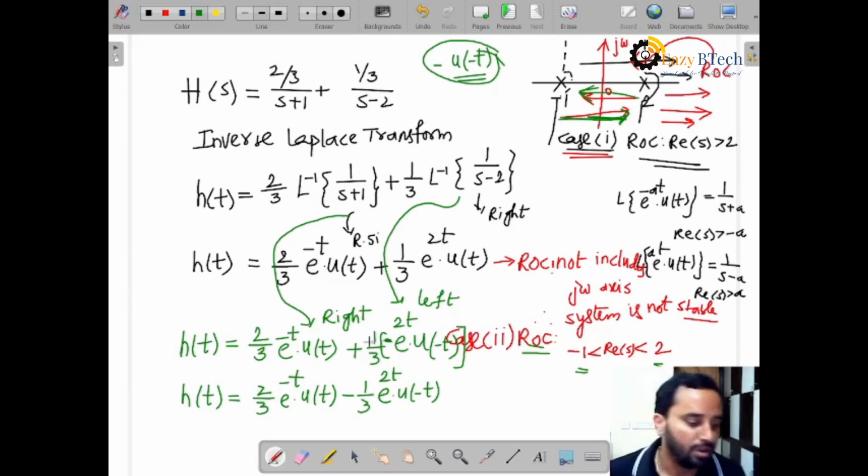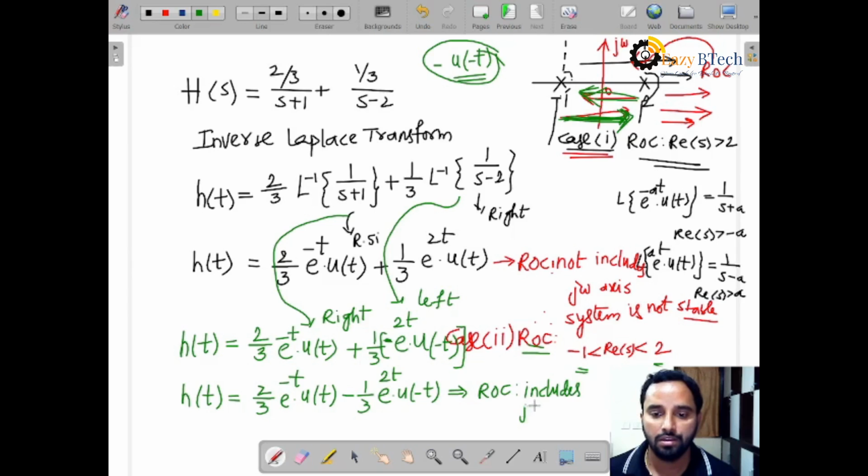Now in the second case, is the system stable or not? The final ROC includes the j omega axis. Included or not? Greater than minus 1 and less than 2. So the j omega axis is included. Therefore, the system is stable. Your ROC includes the j omega axis, therefore the given system is stable, right.